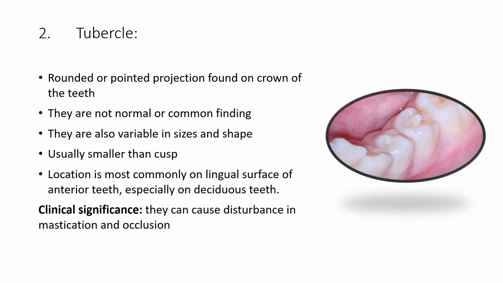Now if you consider this tubercle present in the middle of the occlusal table, it will not match with the antagonist tooth. So it will hamper mastication, and proper mastication will not be there.